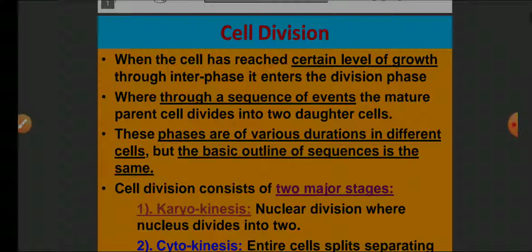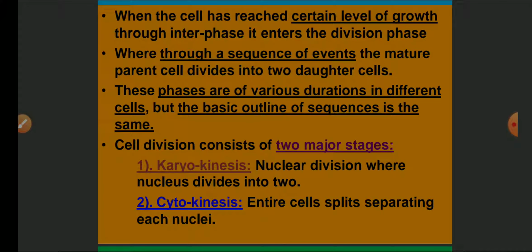So when the cell has reached a certain level of growth through interphase, it enters the phase of cell division, where through a sequence of events the mature parent cell divides into two daughter cells. So from one cell, two daughter cells are going to form, and it is through a sequence of events. See, again the word sequence is there, that means it is a part of the cell cycle. So we have already seen that cell cycle is equal to interphase plus cell division, and here we are talking about cell division. Interphase we have already seen in the previous episode.